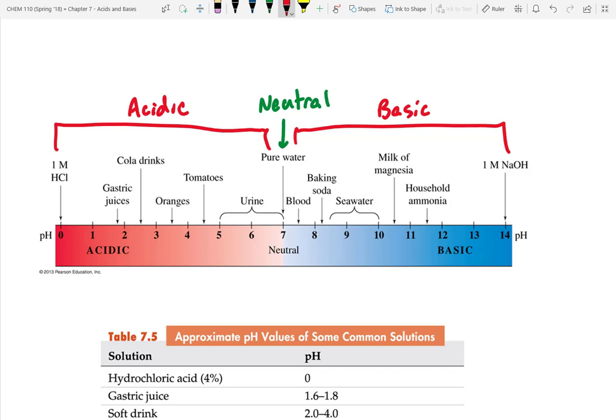Why is seawater basic? It's a good question. Seawater is basic because of the dissolved metals in there, specifically a bunch of the carbonates. So carbonates that are dissolved in ocean water make it slightly basic.